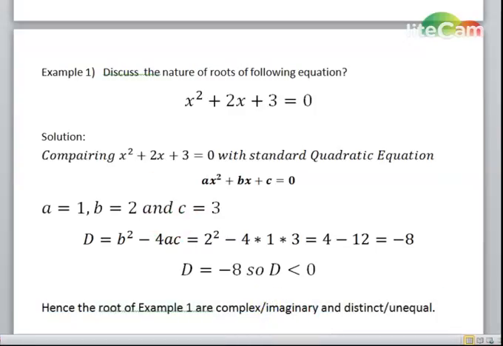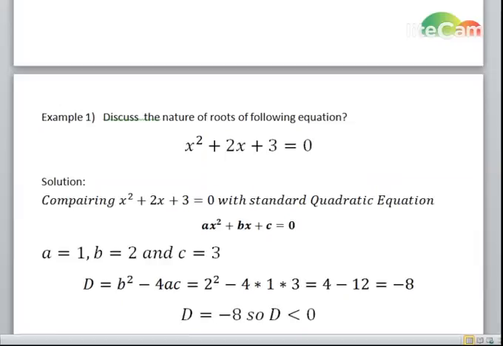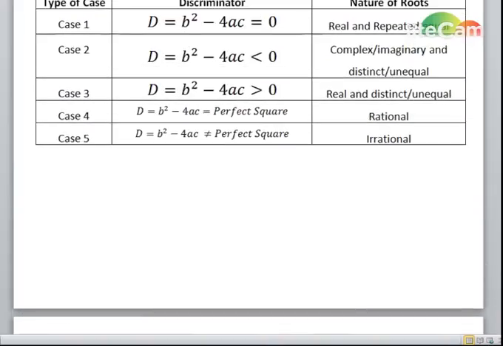As we come to know that the value of D is minus 8, which is less than 0, the roots of example 1 are complex, imaginary, distinct and unequal. So this category lies in case 2. The roots of example 1 lie in the category of case 2, where D, b square minus 4ac, is less than 0, hence the roots of example 1 will be complex, imaginary, distinct and unequal.